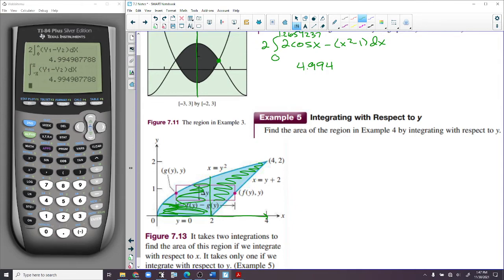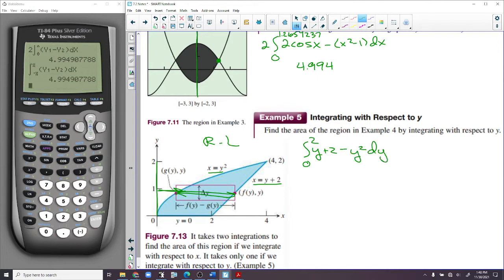Our option is, instead of integrating with respect to x, we can integrate with respect to y. So we can integrate from 0 to 2. 0 to 2, we're going to go along the y-axis. And instead of a top minus bottom, we have a right minus left. So we'll do all of this area minus this area. That gets the area in between. As a matter of fact, both of these say x equals instead of y equals. But now we're going to go right minus left instead of top minus bottom. So y plus 2 minus y squared dy.